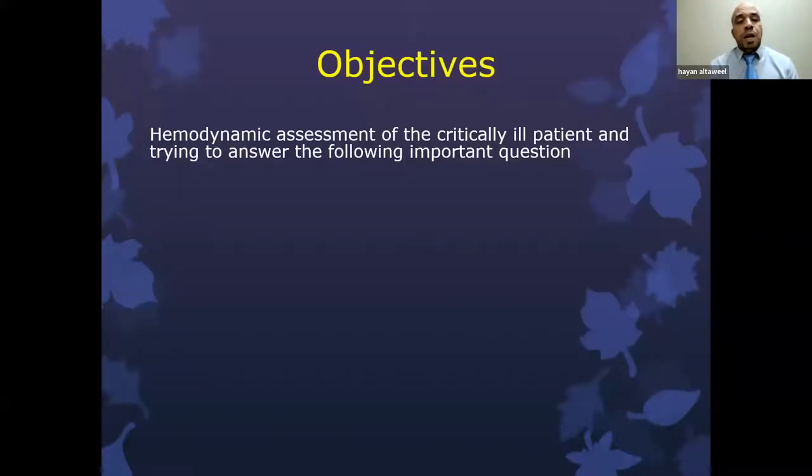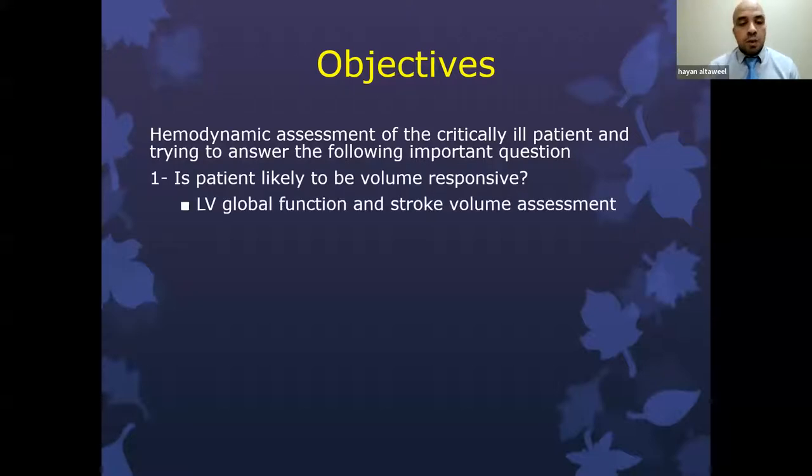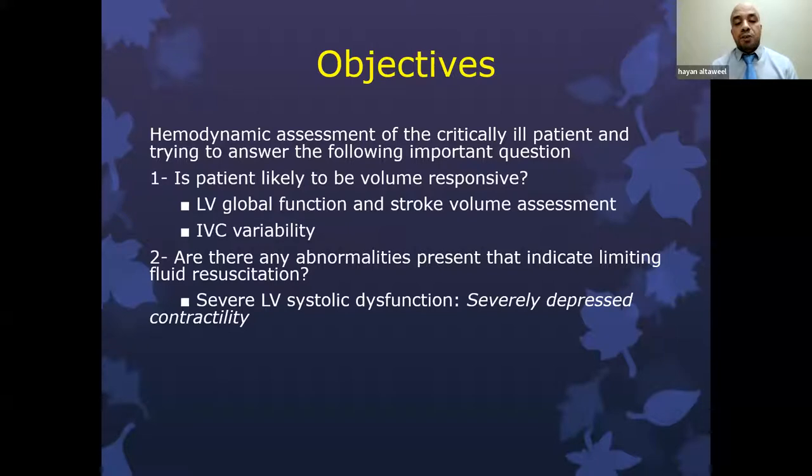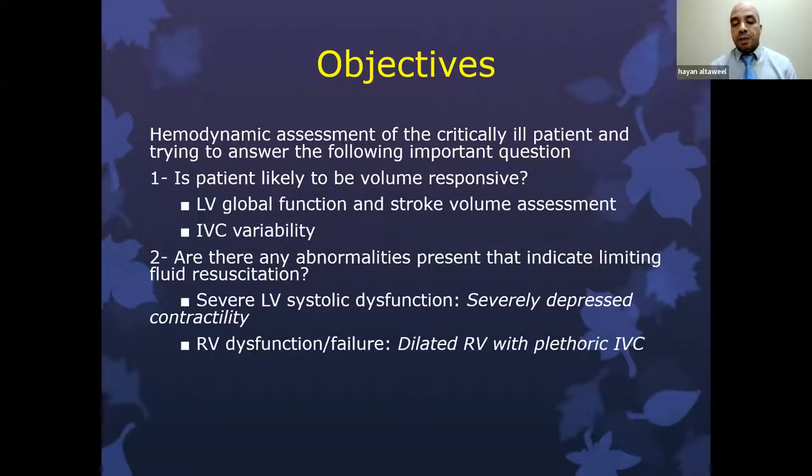Our objectives will be hemodynamic assessment of the critically ill patient, trying to answer the following important questions. Number one, is the patient likely to be volume responsive? Through assessing left ventricle global function, stroke volume assessment, and IVC variability. Second question, are there any abnormalities present indicating limits to fluid resuscitation? By assessing again if the left ventricle is severely depressed with severely depressed contractility, or there is right ventricle dysfunction or failure, by assessing again the IVC and the right ventricle dilatation. At the end, we will speak about lung ultrasound, which shows the first sign of pulmonary edema and sometimes limits our strategy of volume resuscitation.